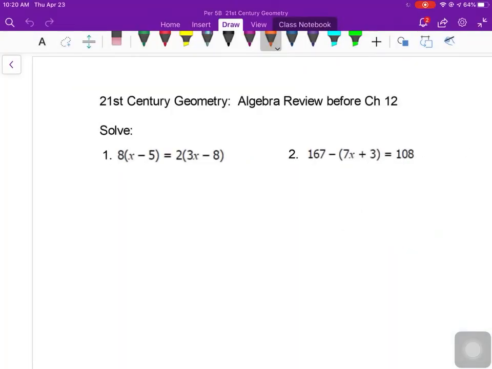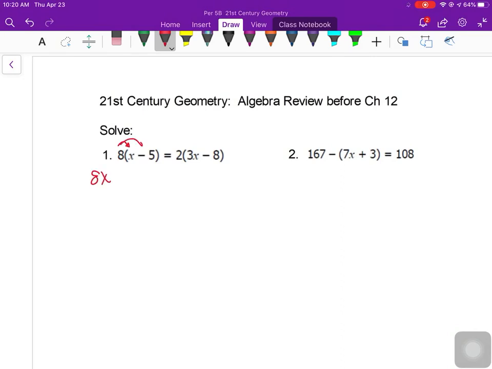We're going to begin Chapter 12 in 21st Century Geometry with a review of some algebra concepts that you really must be able to do here in Chapter 12. To begin with, we have to be able to solve equations. We've done quite a bit of this already, so this should go pretty easily.